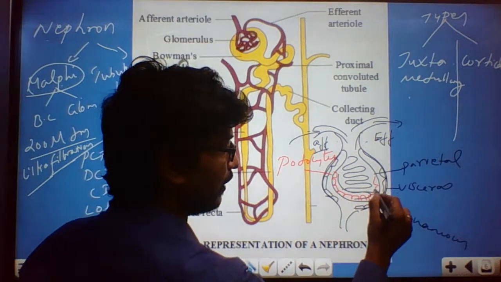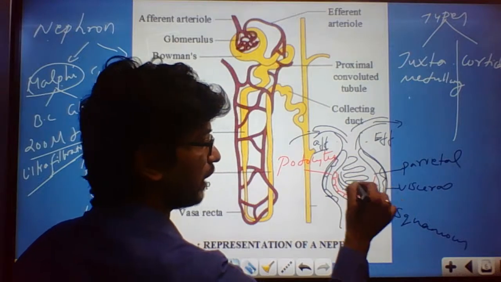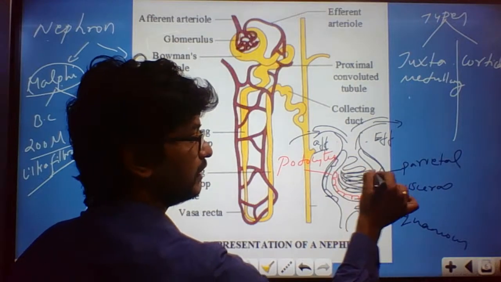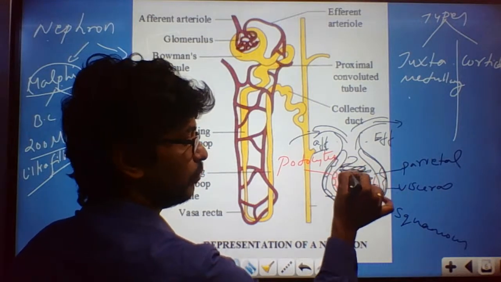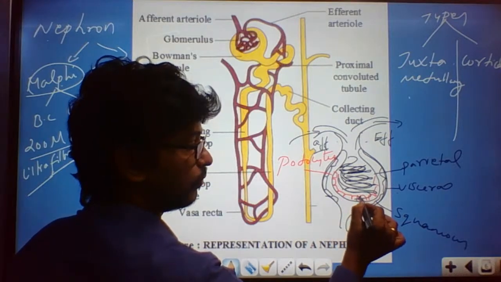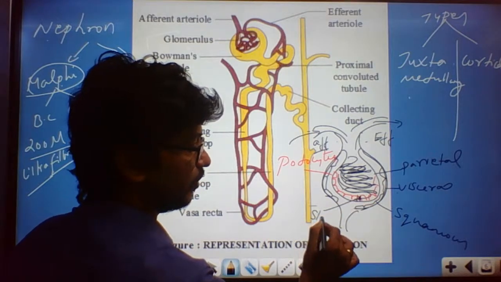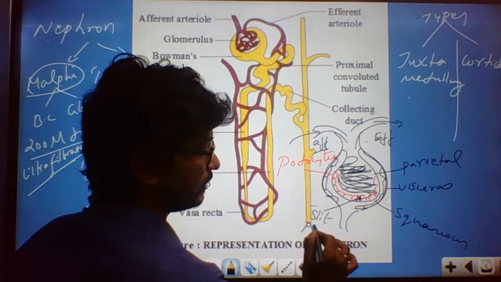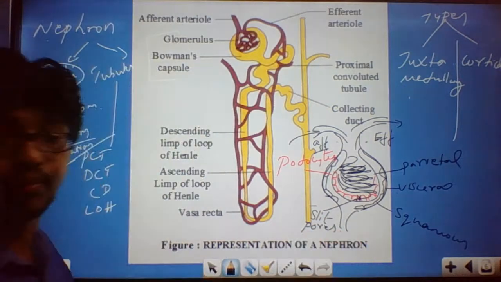On top of this, the arterioles will be there, minute capillary arterioles. So this is what we call the glomerulus. This is the glomerulus, and in between the podocytes we have small openings. The small opening is called slit pores.